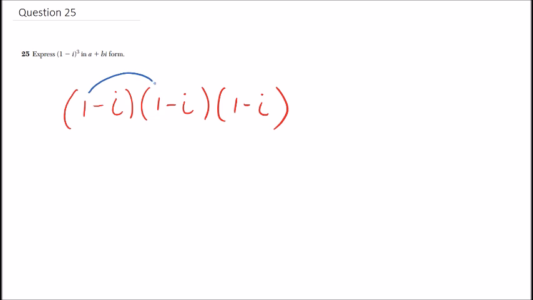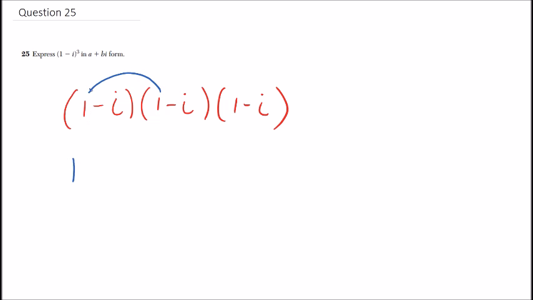Question 25. Express (1 minus i) to the third in a plus bi form. Okay, well, (1 minus i) to the third is like 1 minus i times 1 minus i times 1 minus i. So we're going to have to FOIL, distribute, crab claw method, whatever you might call it here, all of this out. So I'm going to start with the first two.